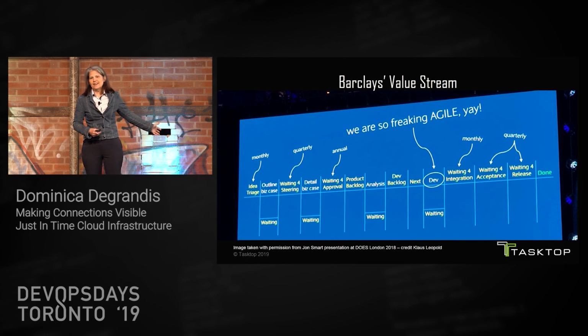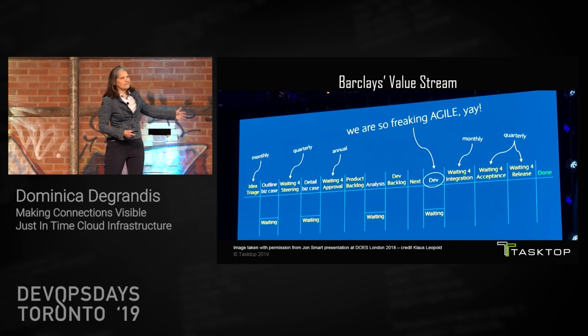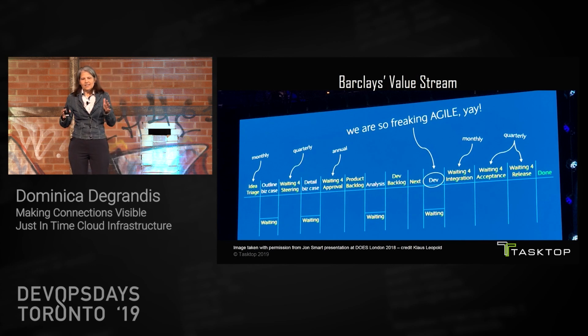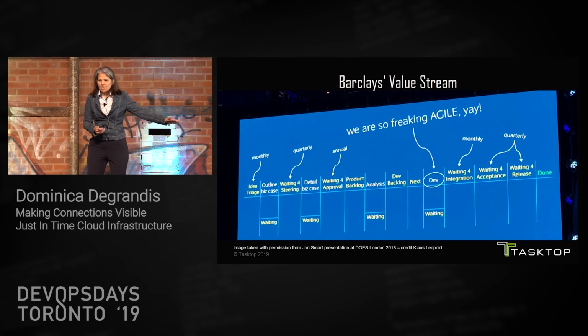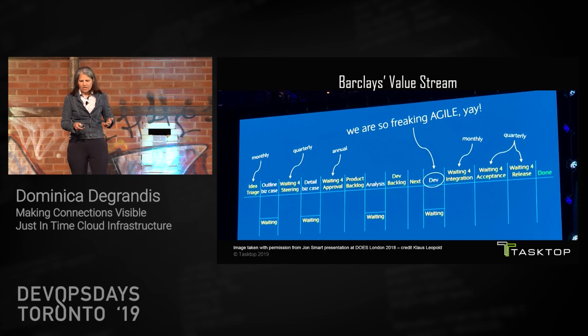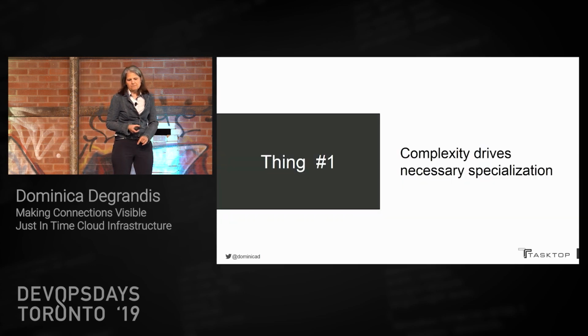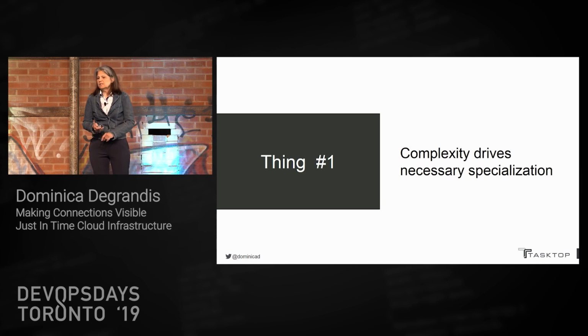How can you say that you're agile or DevOps in a situation like this? It doesn't matter how fast dev is going, right? It doesn't matter how fast one part of the value stream is if the bottleneck is in a different place. Okay? And so we really want to look at making these bottlenecks visible. So thing number 1, complexity drives necessary specialization.